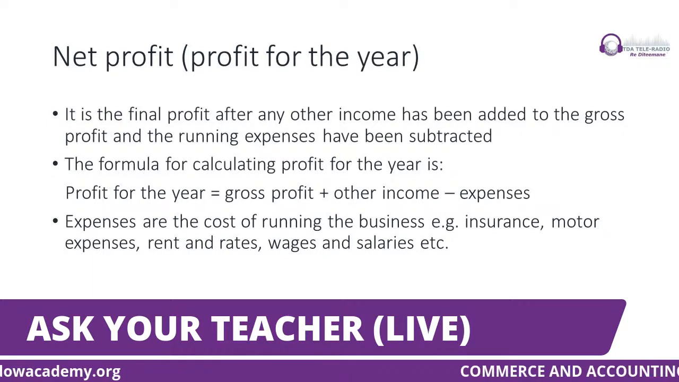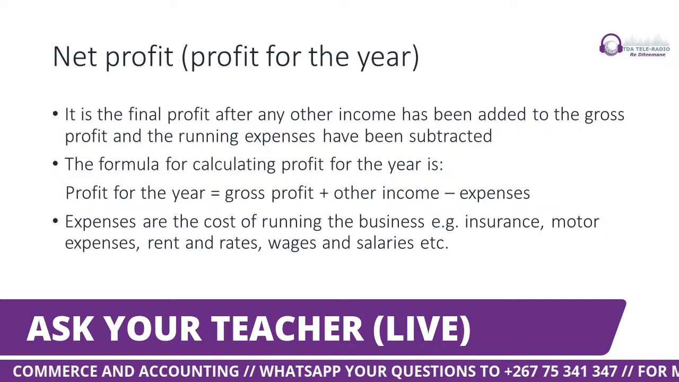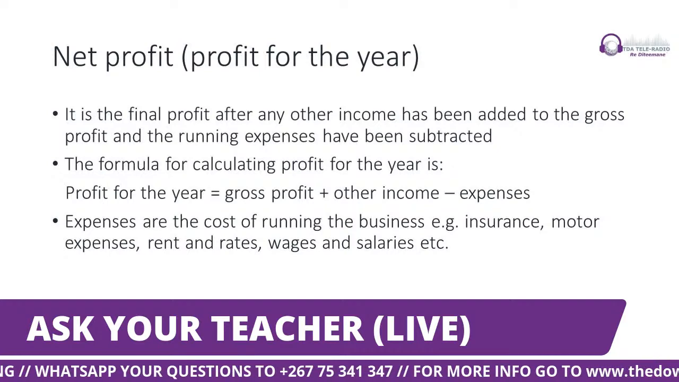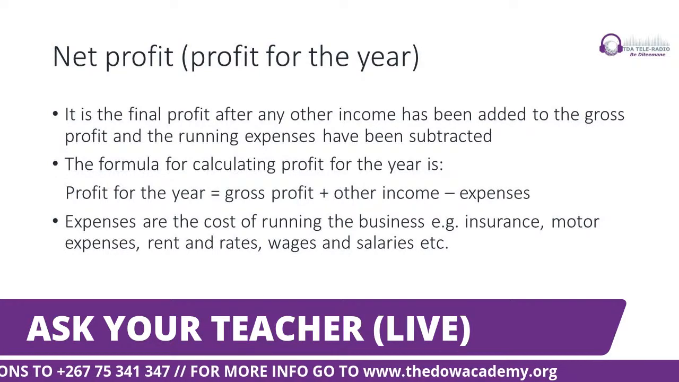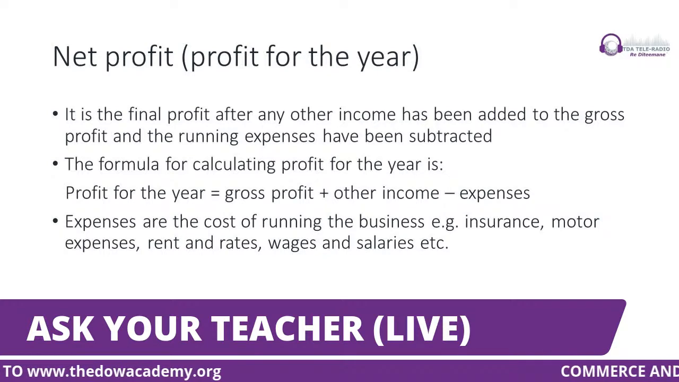Some businesses get other income, for example, commission received. If they are working on behalf of another organization, they get commission received. This is another income which should be added to the gross profit. And then we get total income. After that, we now subtract the running expenses.